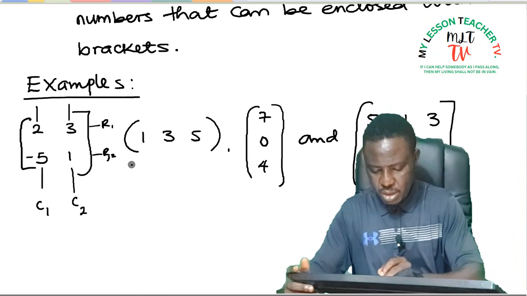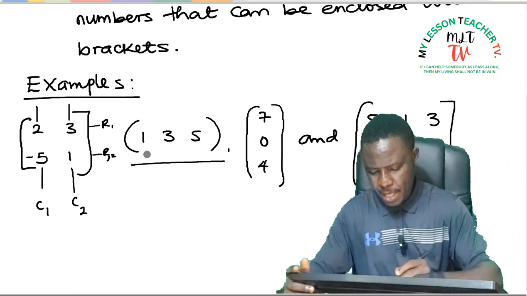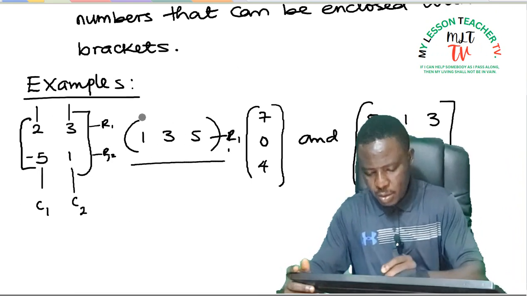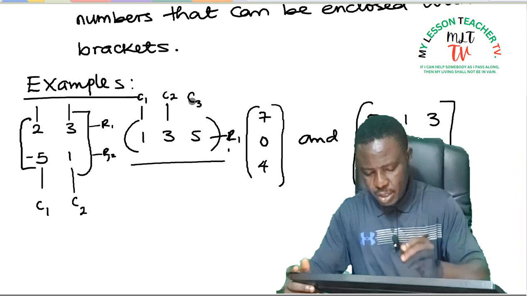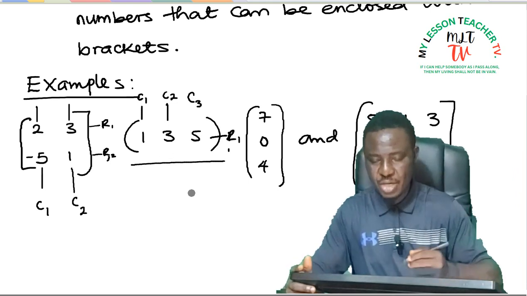This matrix has just a row and 3 columns. So this is row 1. This is column 1, I'll call it C1. This is column 2, and this is column 3. So this is said to be a 1 by 3 matrix.